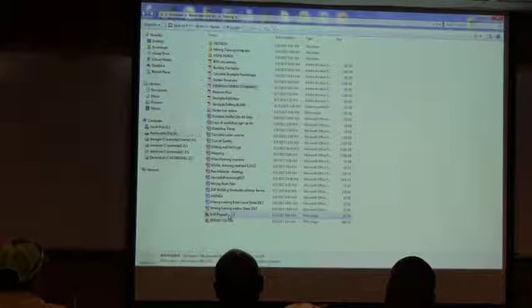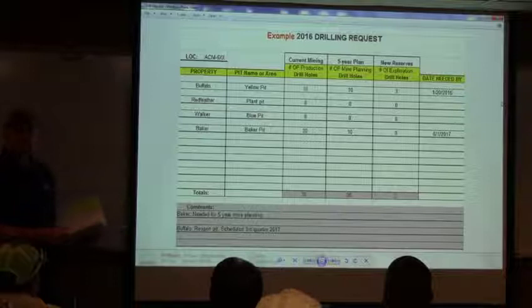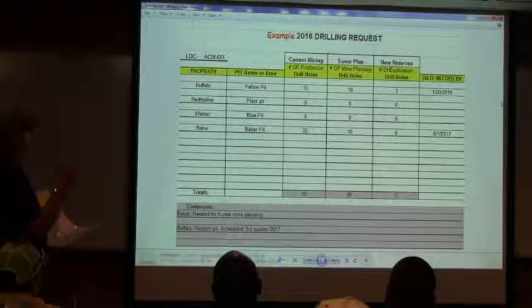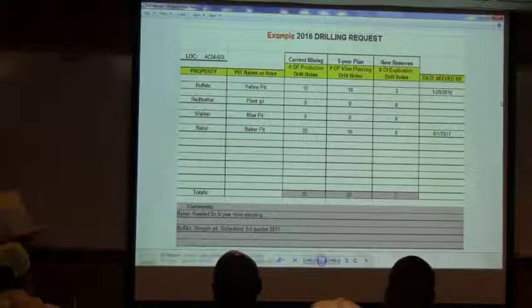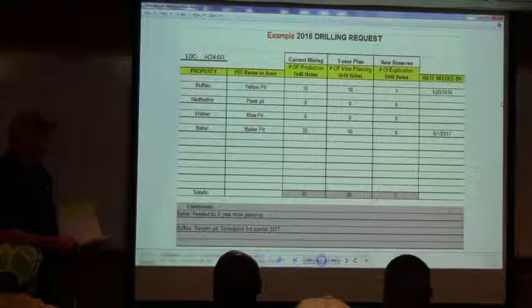This is what I want to show y'all. Has everybody in here seen one of these? Anybody seen one of these? Okay. Everybody that sends them out has seen them. Well, we send this thing out annually, generally late August. We send it out because we have to do a budget too, just like you guys and everybody else. So we need to plan ahead on what kind of drilling you need and where you need it.